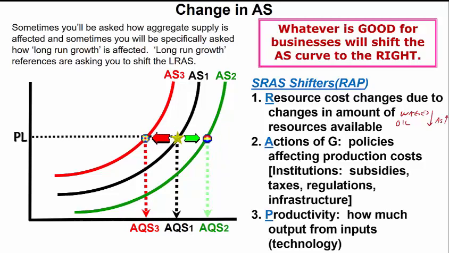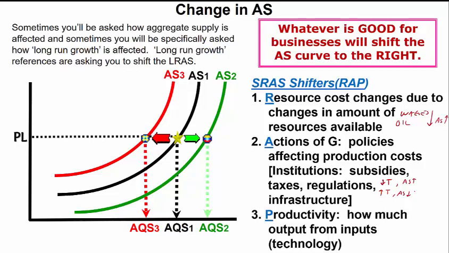Alright? Now the actions of the government, this is just talking about things like subsidies, taxes, regulations. Anytime the government puts in place taxes or regulations that affect business, that basically changes their cost. Okay? And so lower taxes are going to end up shifting the AS curve to the right. So lower taxes, AS shifts to the right. Higher taxes, AS curve shifts to the left. Okay? Same thing with regulations. If regulations go up, aggregate supply shifts left. If regulations go down, they shift right. Alright?